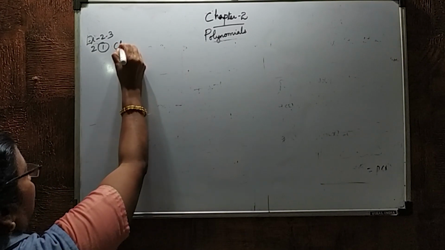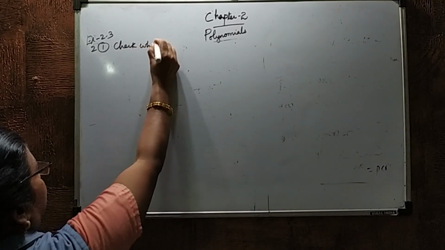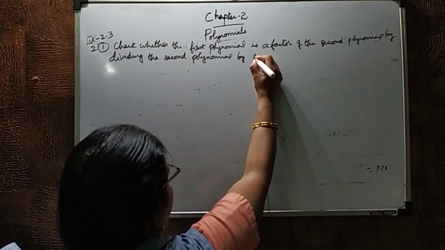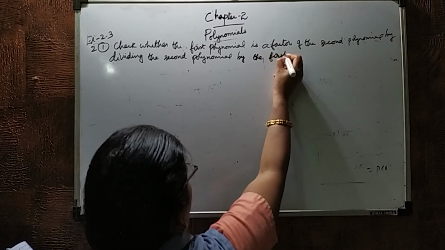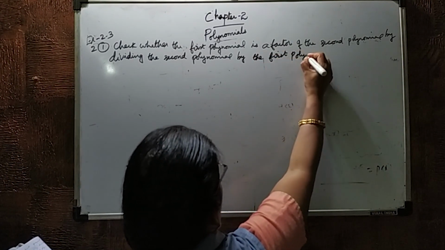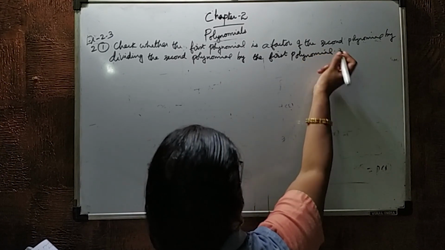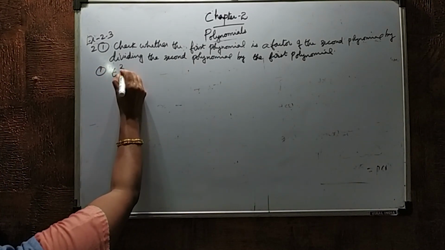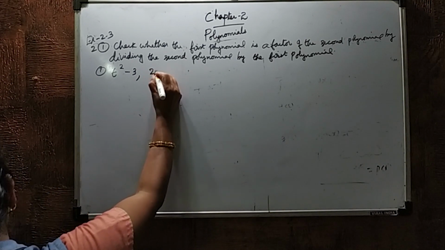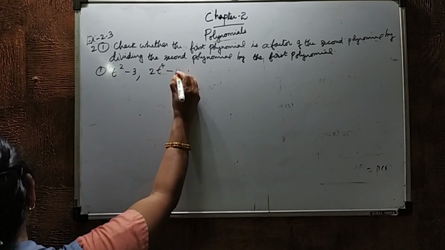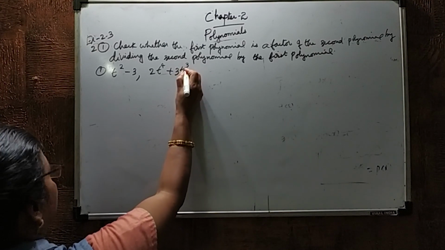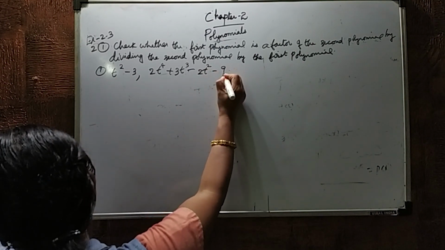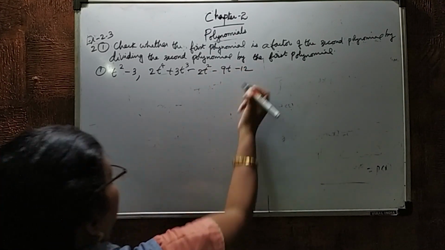Check whether the first polynomial is a factor of the second polynomial. And this is the question. t square minus 3 and then 2t raised to 4 plus 3t cube minus 2t square minus 9t minus 12.